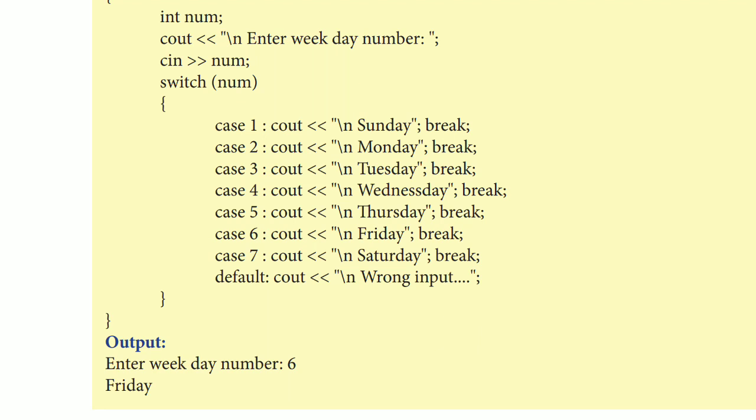Okay, so if the user provides a value, say for example 10, which is not present in the cases, okay, case 1, case 2 up to case 7 only are there, but case 10 is not here. Then you can see that the default one will be executed, which gives you the message that you have entered a wrong input, a number which is not present in the options.